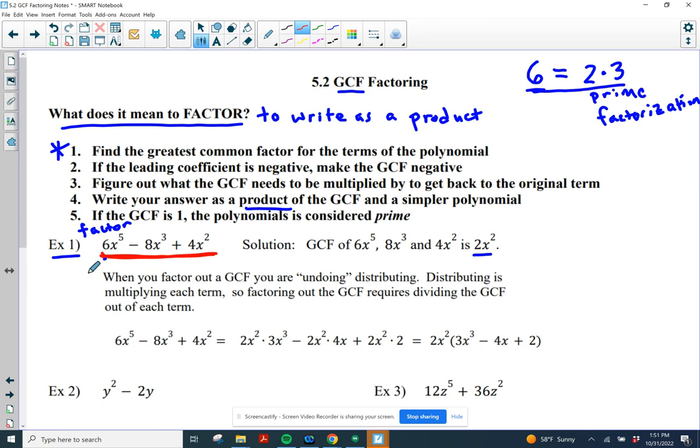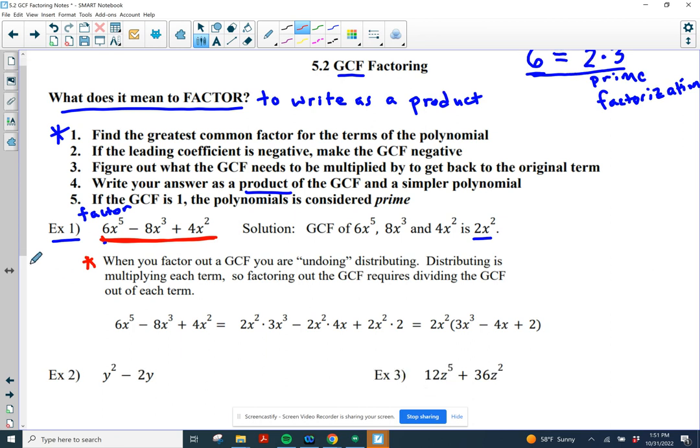What we need to understand is that when we factor out the GCF, we are undoing distributing. When we distribute, we multiply each term by the thing that we're distributing. So when we're factoring out the GCF, we're dividing the GCF out of each term. So what we will look at is right here. We figured out that the GCF is 2x squared. So I need to figure out what multiplies with 2x squared to create 6x to the fifth. Well, I can just divide.